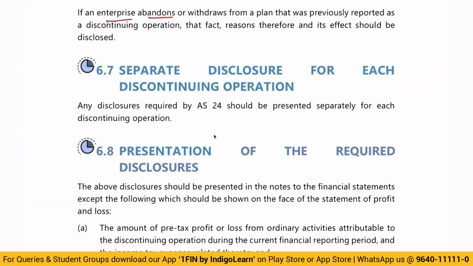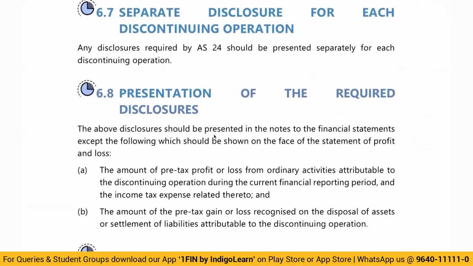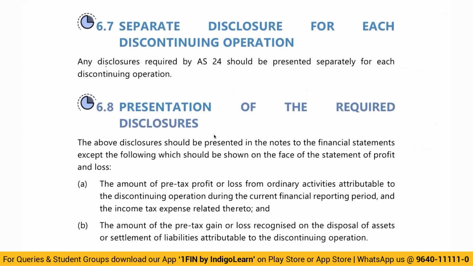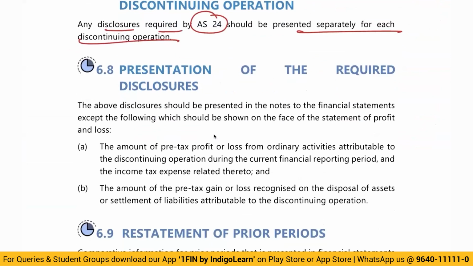If an enterprise abandons or withdraws from the plan that was previously reported as a discontinuing operation, the fact, the reasons, and the effect should be disclosed. Any disclosure required by AS 24 should be presented separately for each operation.